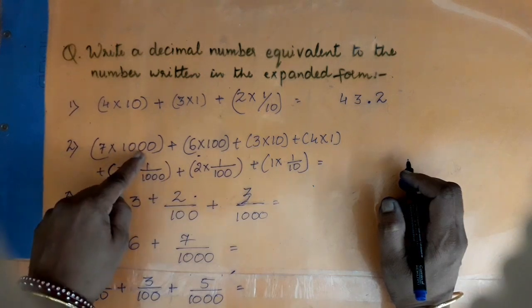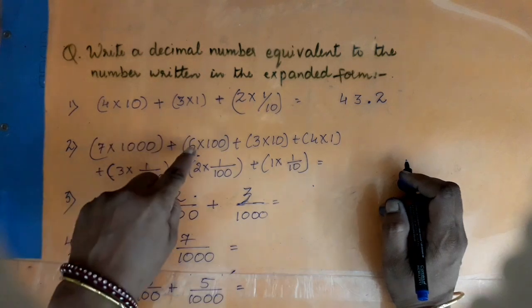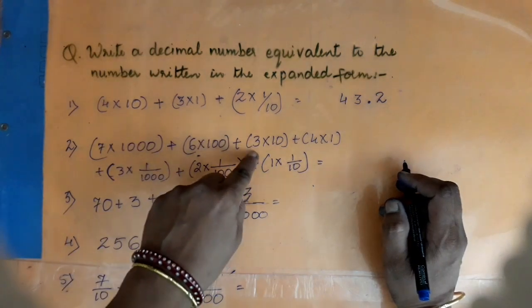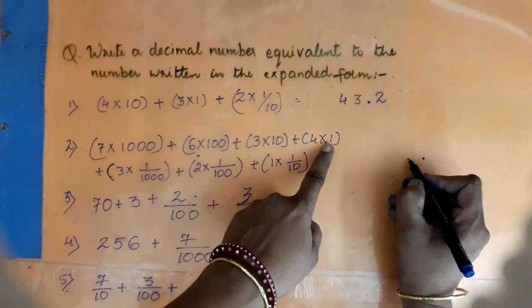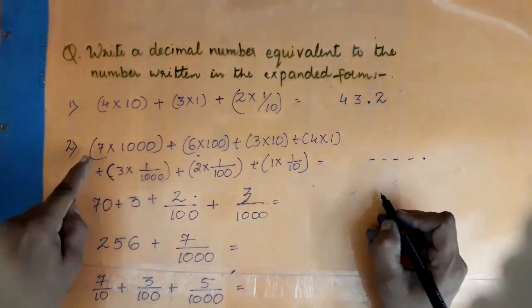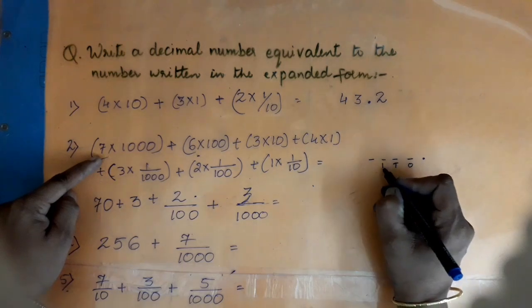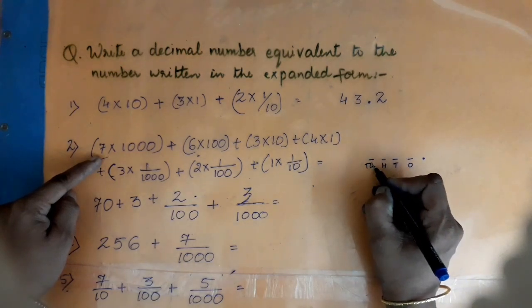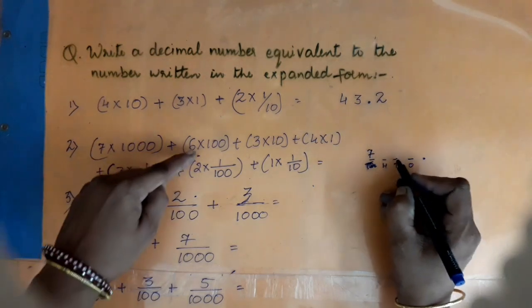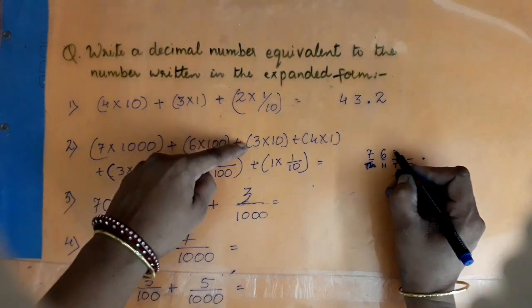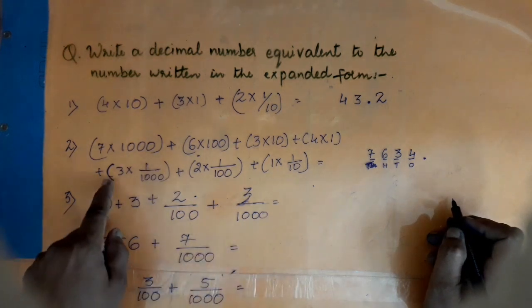This is 7 into 1000, 6 into 100. That is, 7 is in the thousands place, 6 is in the hundreds place, 3 is in the tens place, 4 is in the ones place. So before the decimal point, if you have thousands, then you need to write like this. Okay, this is your ones, tens, hundreds and thousands place. Right? So 7 is in the thousands place, 6 in the hundreds place, 3 in the tens place, 4 in the ones place. Now let's see the other part of that.